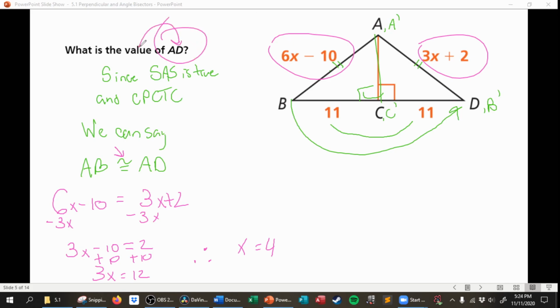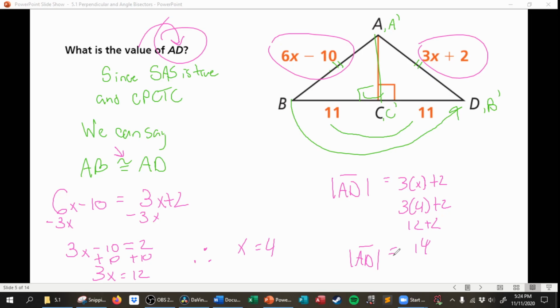Now remember, when they say value of a line segment, what they're really asking for is the magnitude or the length of that line segment, right? So now that I know AD is 3x plus 2, and I know that x is 4, I can do that, and I get 12 here. So the length of AD is 14.